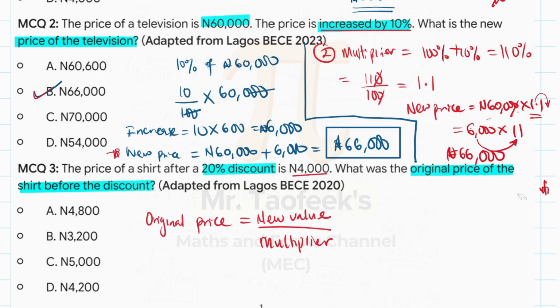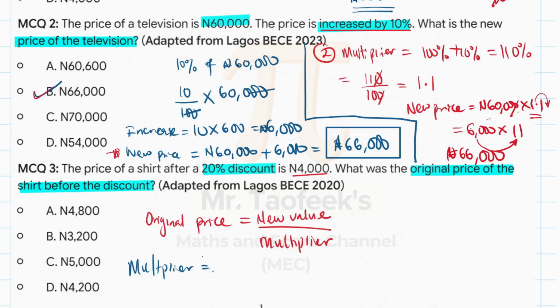But then now they want you to work out the original price, right? You want to work out the original price. So what you do is the new value divided by the multiplier. So first, let's work out the multiplier. In this context, this is a discount. And a discount is more or less like a percentage decrease. And then I told you earlier, if it was a percentage decrease, all you have to do is what? Take away that percentage from 100%, right?